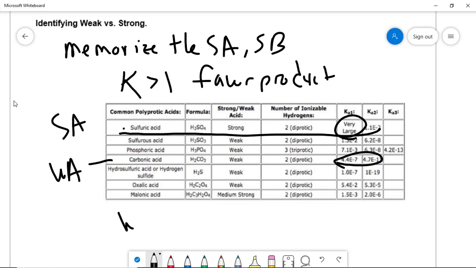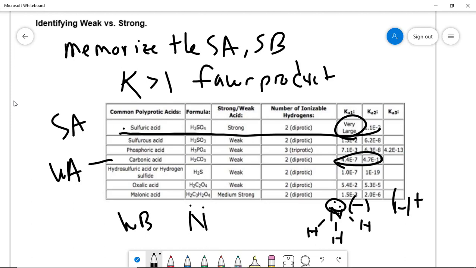Another way to identify weak bases as well is a lot of times they'll have a nitrogen with a lone pair attached to it. So for example, NH3 is an example of a weak base. And the reason is that that right there is very negative and tends to attract things that are positively charged, like that hydrogen ion will be attracted to that negative, and therefore will bond with it. So that tends to make this more of a base.